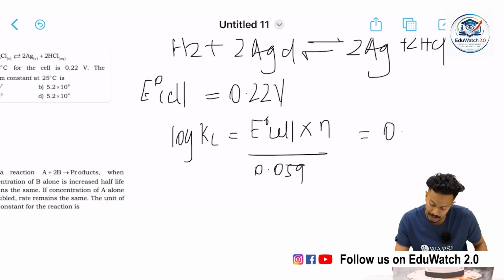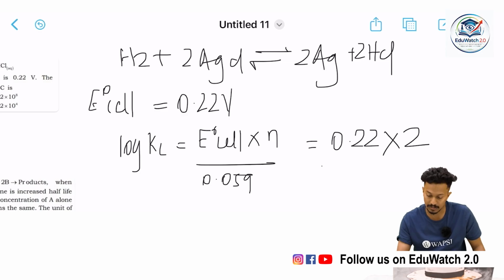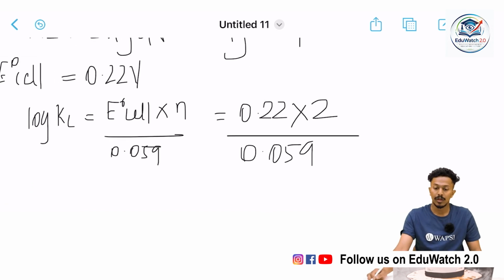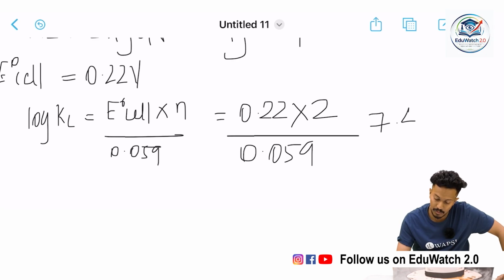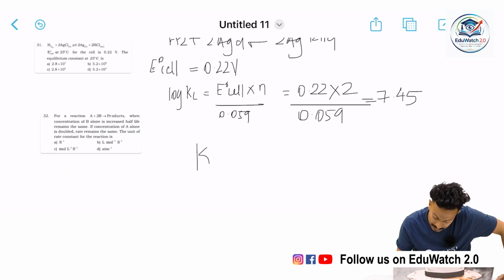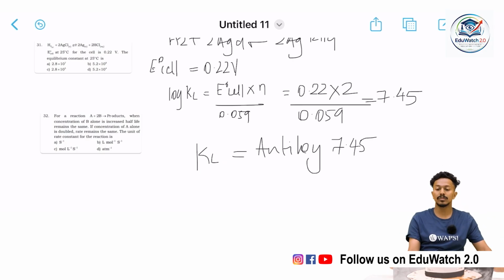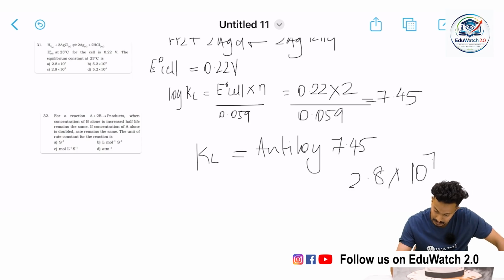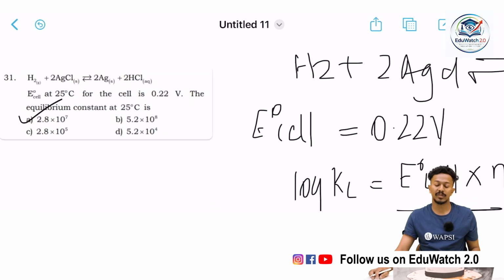E0 cell is 0.22, and 0.22 into the number of moles, which is 2, because there are 2 moles, divided by 0.059. That is 0.44 divided by 0.059, which gives 7.45. Kc is equal to the antilog of 7.45, which is almost equal to 2.8 into 10 raised to 7, which is option A. Option A is the correct answer.